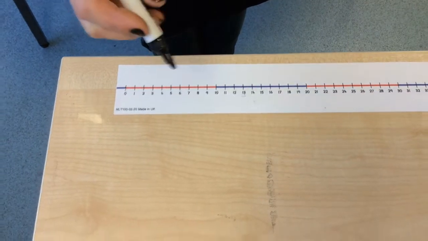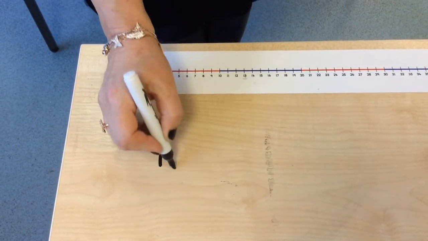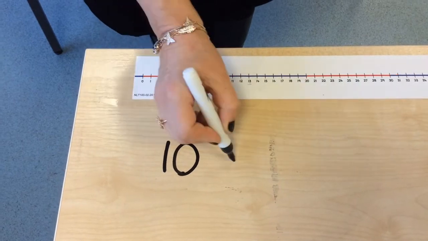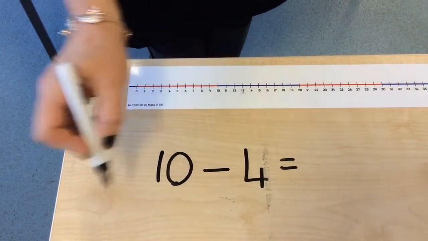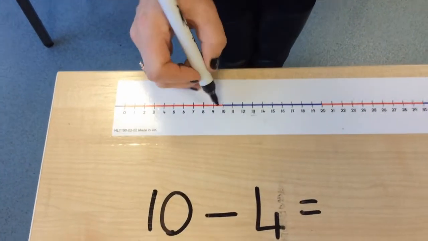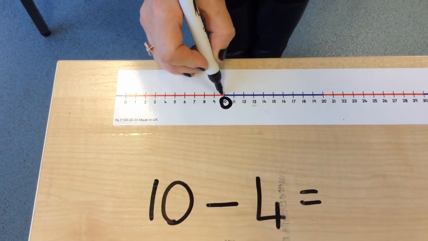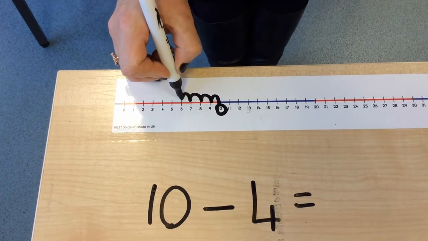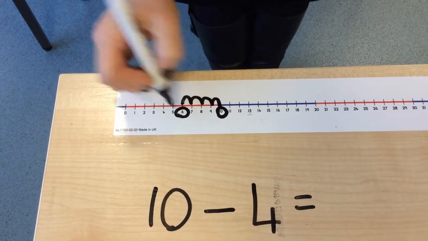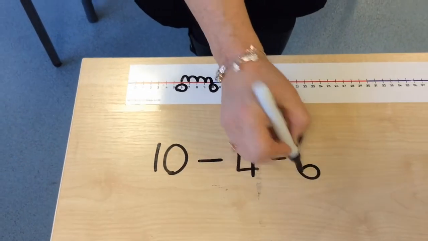Right, let's try another one. This time I'm going to start from 10. And I'm going to take away 4. So find 10 on your number line and jump back 4. 1, 2, 3, 4. I've landed on 6.